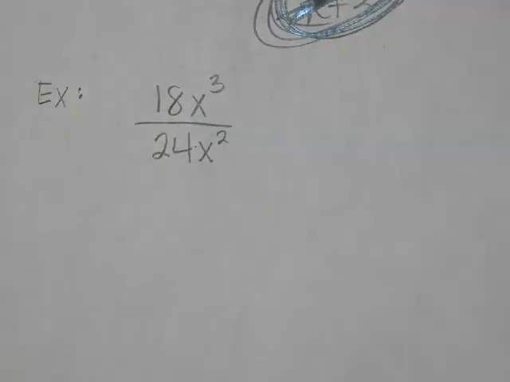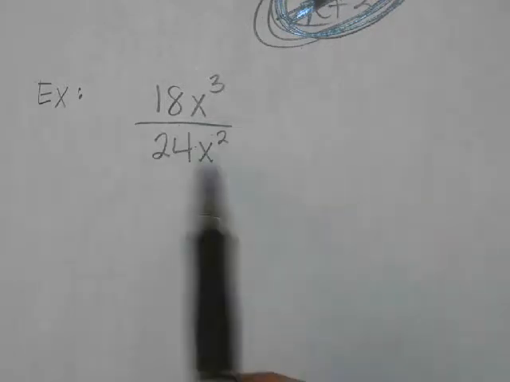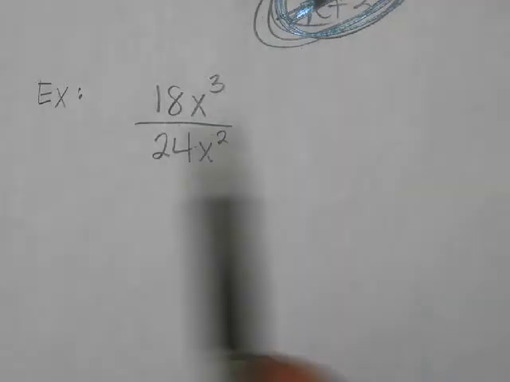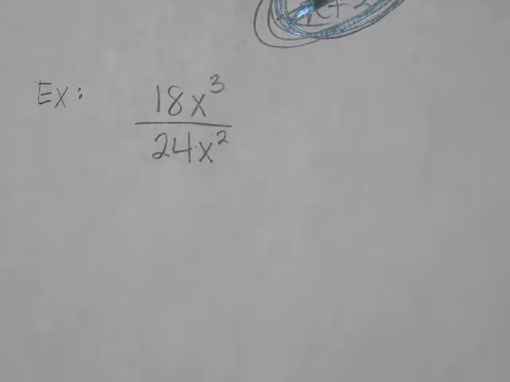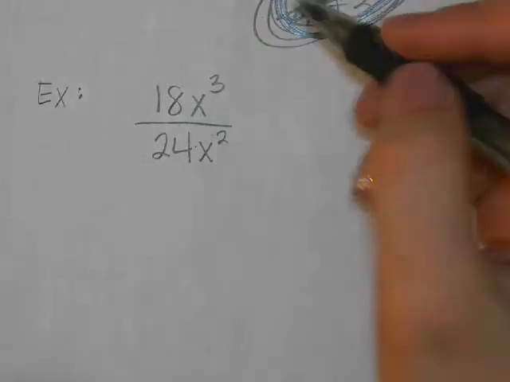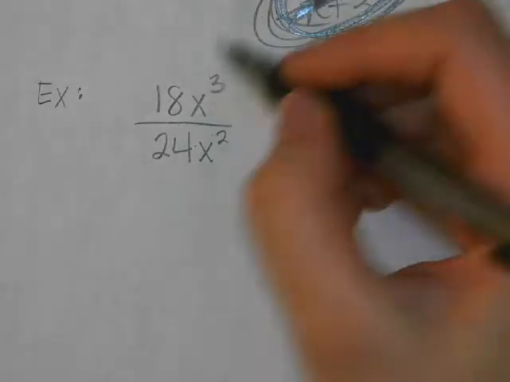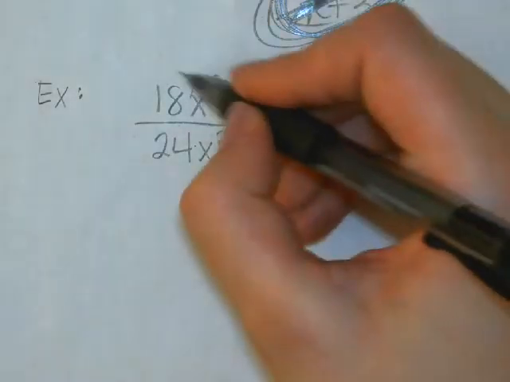So here, there's no plus or minus in the problem. So all the canceling you can do is fair game because there's no plus or minus in the problem. We know that 24 is being multiplied by x squared. 18 is being multiplied by x to the third. Since multiplication is what has happened in this problem, any division we can do is totally fine.